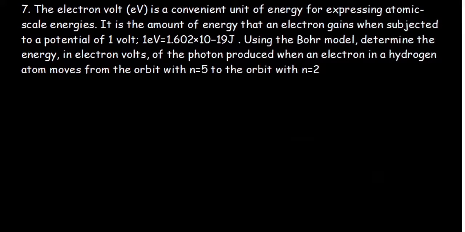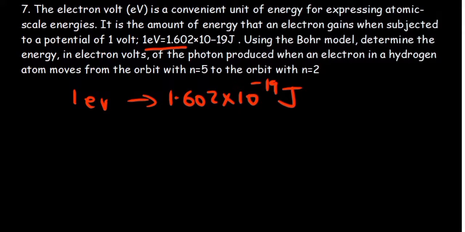Question 7. The electron volt is a convenient unit of energy for expressing atomic scale energies. It is the amount of energy that an electron gains when subjected to a potential of 1 volt. So 1 electron volt is a constant that has been given. 1 electron volt is 1.602 times 10 to the power negative 19 joules.